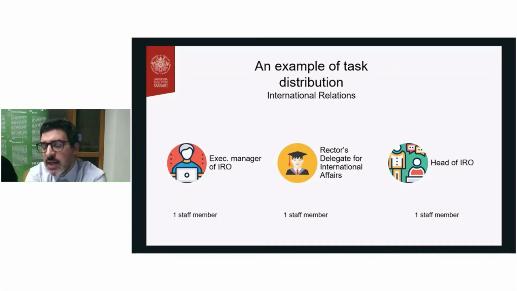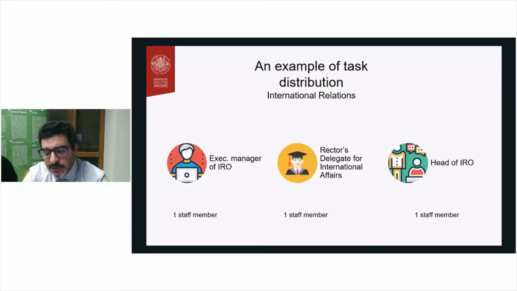As you can see, there is a first group of people who work together very closely to steer the wheel. So the head of the International Relations Office and also the Rector's Delegate for International Affairs, which I believe is called in some of your universities a Vice President, and also an Executive Manager. Just like any of the universities here in Sassari, we are divided into sectors, into areas, what we call, and each area has an Executive Manager who is directly in contact with the General Director.